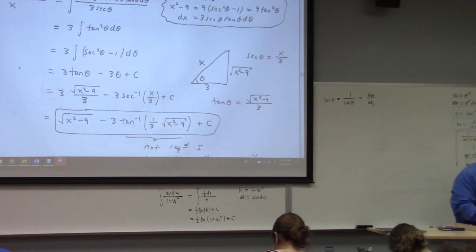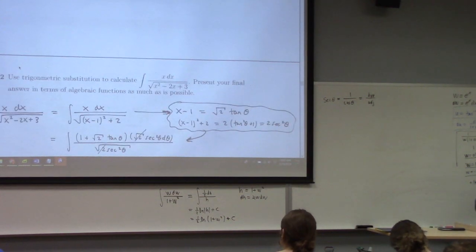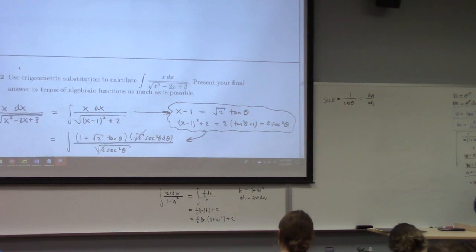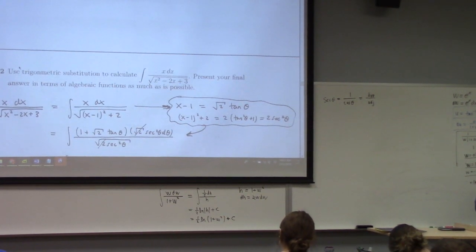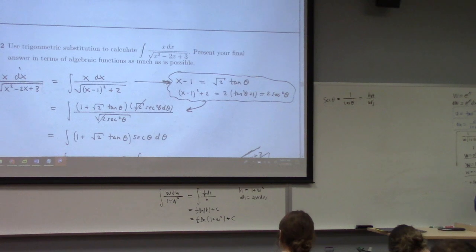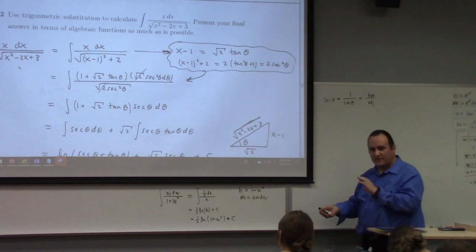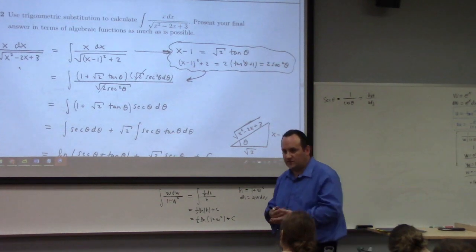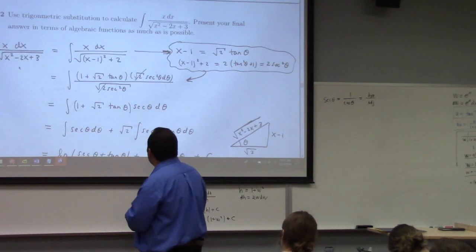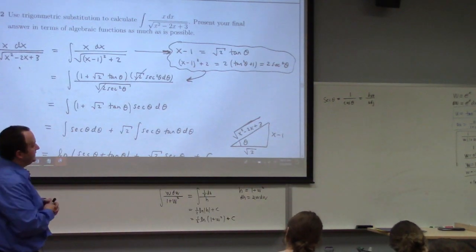Let's look at another one. Here, use trigonometric substitution to calculate this thing. So I had completed the square. I saw, okay, I've got a squared thing plus 1. That's a tangent substitution. So I did x minus 1 equal to square root of 2 tangent theta.